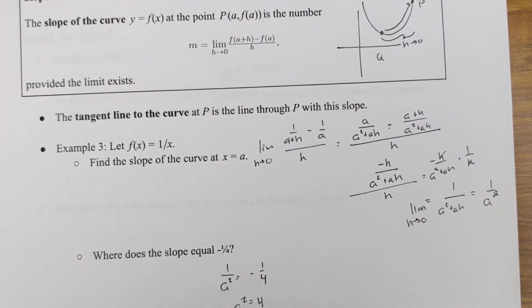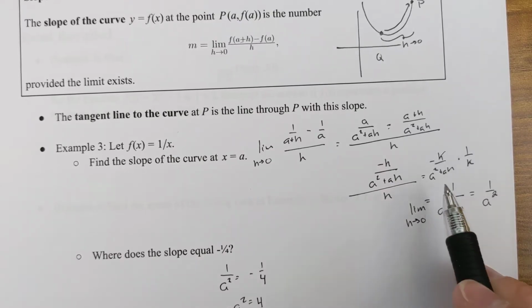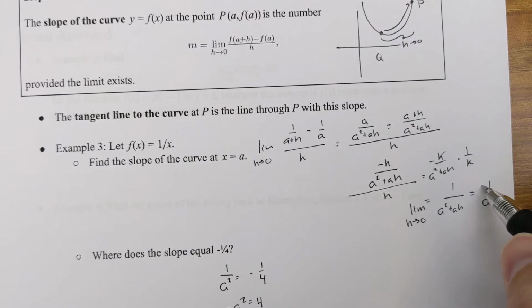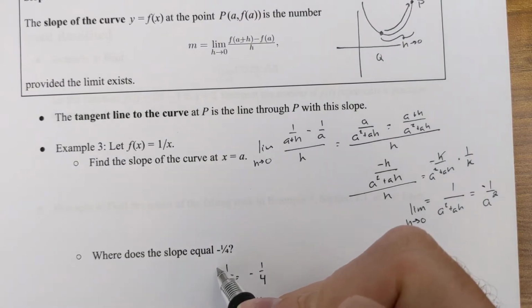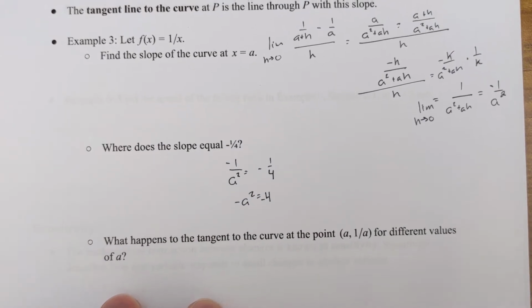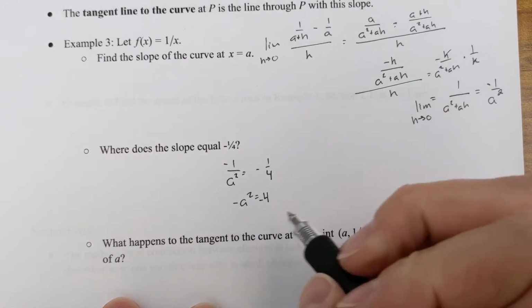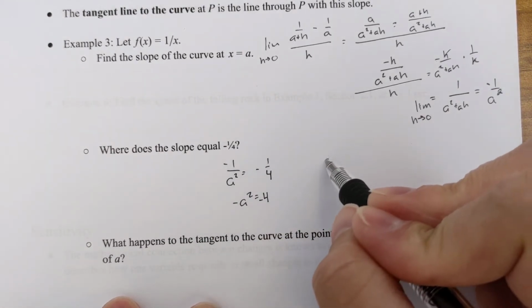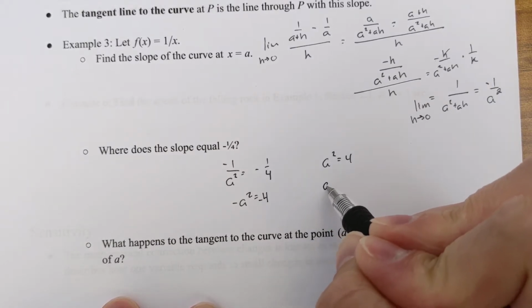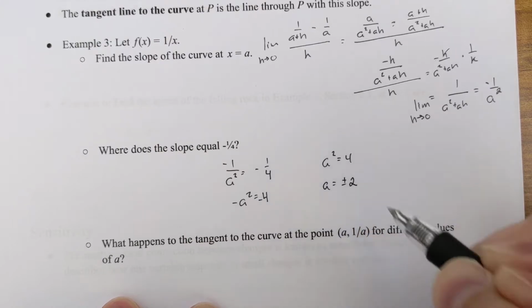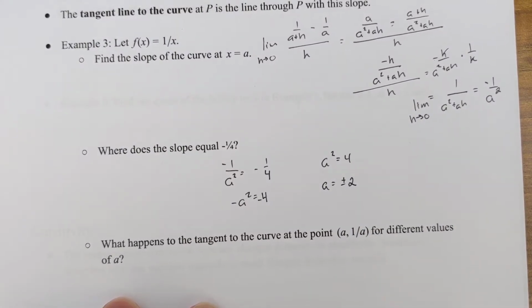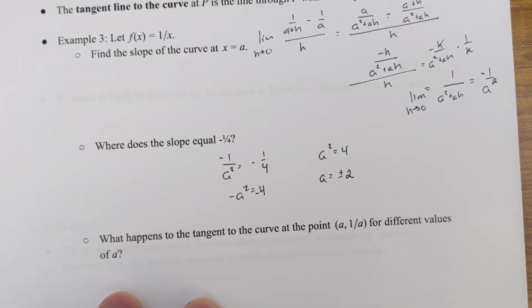Okay, I figured out the problem. Problem is way up here. I lost my negative sign. So those h's cancel, but that negative's still there. So it should be -1 over a squared. So now the negatives cancel. A squared equals 4. So to solve, I take the square root. So I get 2 solutions. So the slope will be -1/4 at +2 and at -2.